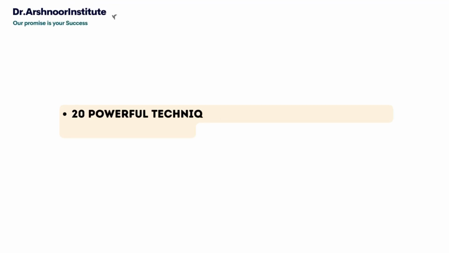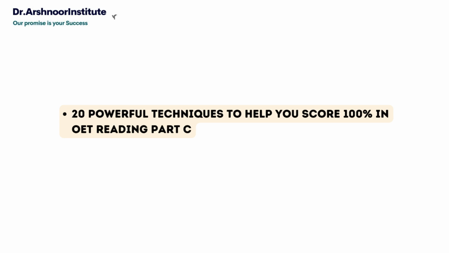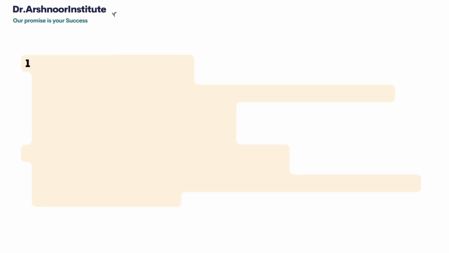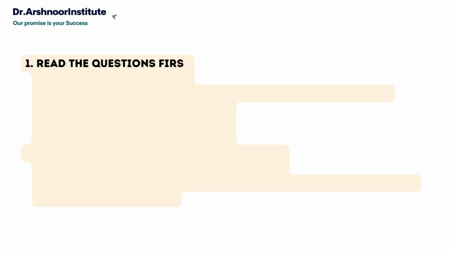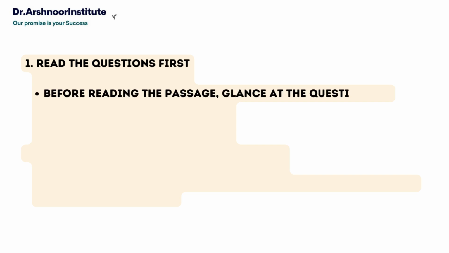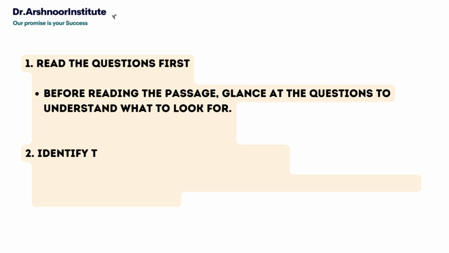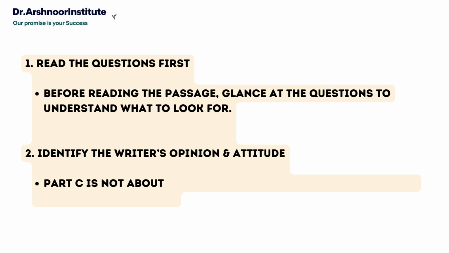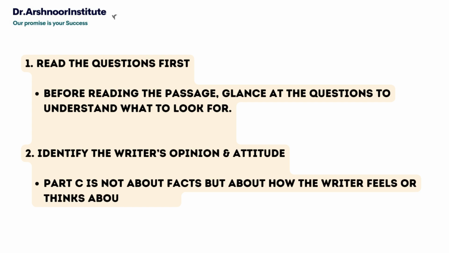Here are 20 powerful techniques to help you score 100% in OET Reading Part C. First tip, read the question first. This means before reading the passage, glance at the questions to understand what to look for. Second tip, identify the writer's opinion and attitude. Part C is not about facts but about how the writer feels or thinks about a topic.